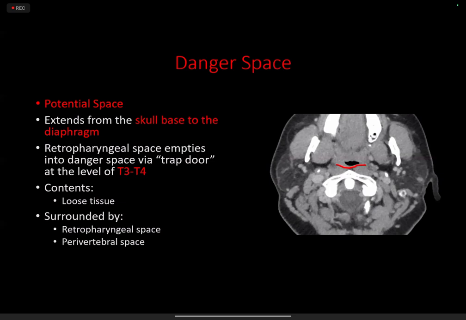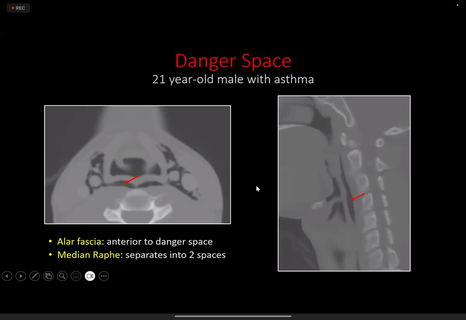All right, now let's walk into the danger space. The danger space is a potential space that extends from the skull base all the way down to the level of the diaphragm. We don't really see this on imaging unless there's some sort of pathology within that danger space. Remember that the retropharyngeal space empties into the danger space via a trap door at the level of T3, T4, and its contents is really this sort of loops of connective tissue. As we mentioned before, it's bounded by that retropharyngeal space anteriorly and the perivertebral space posteriorly.